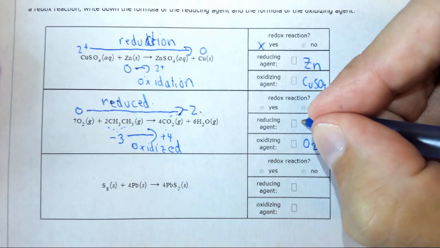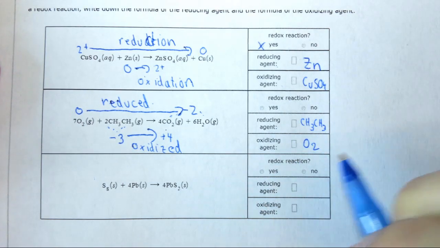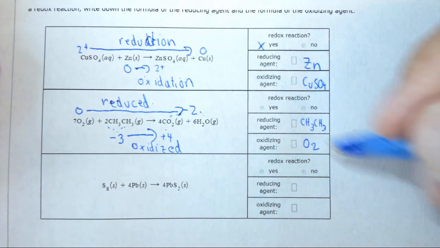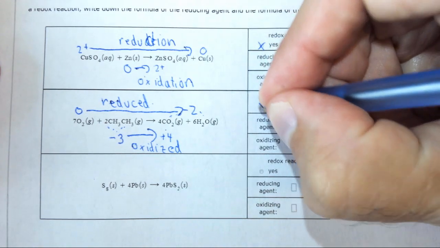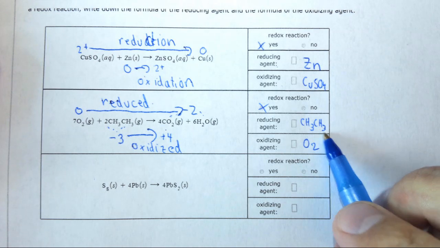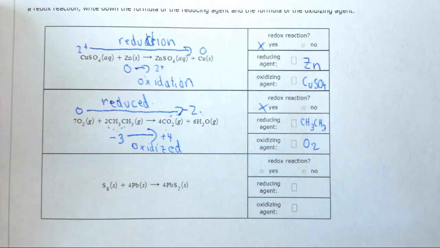Here, it's using CH3, which is ethane, as the reducing agent. It might be arguable whether just carbon could be considered as the reducing agent here, but we'll go ahead and put CH3 because the oxidation state of carbon went from -3 to +4.